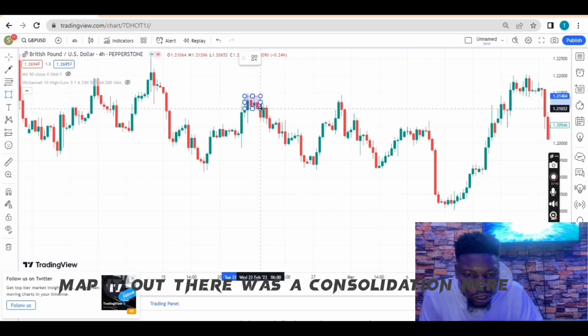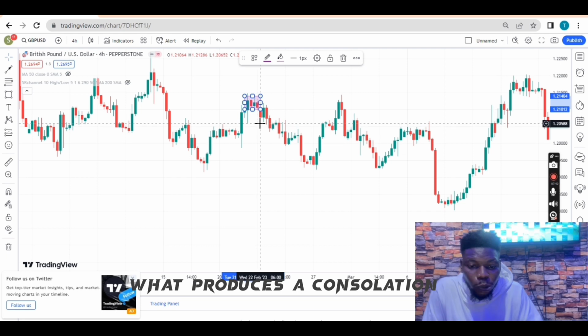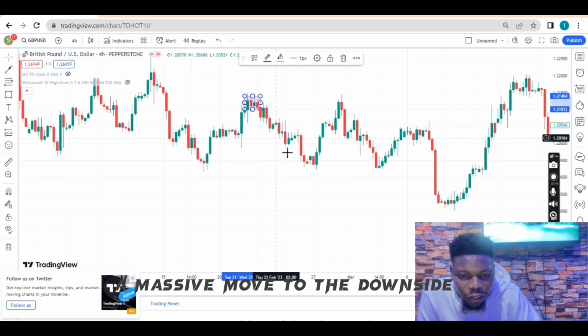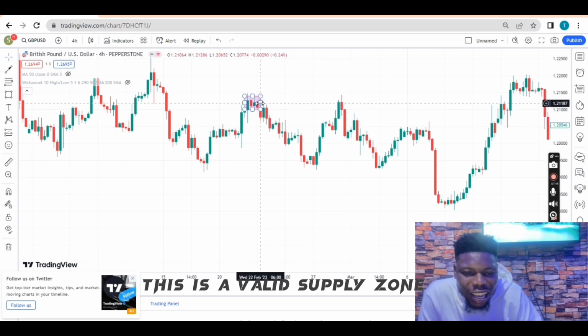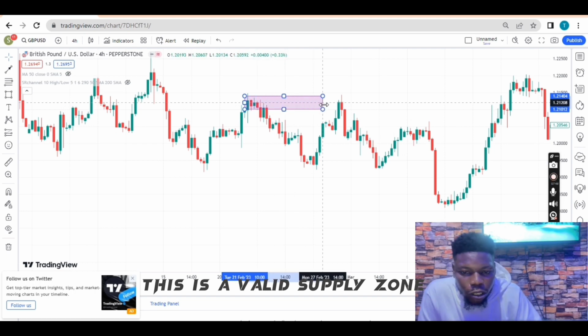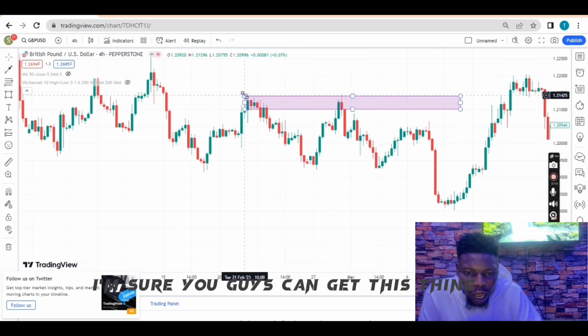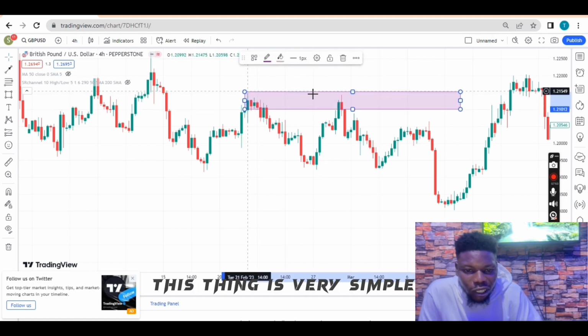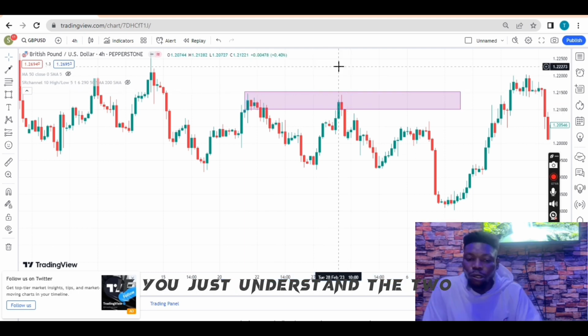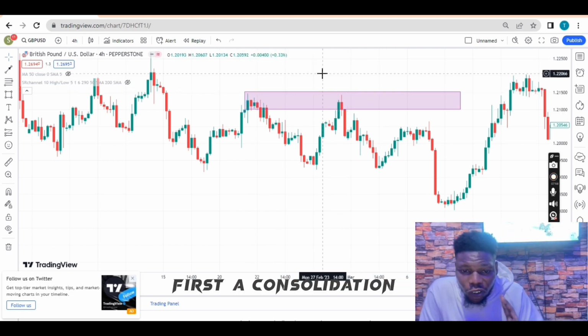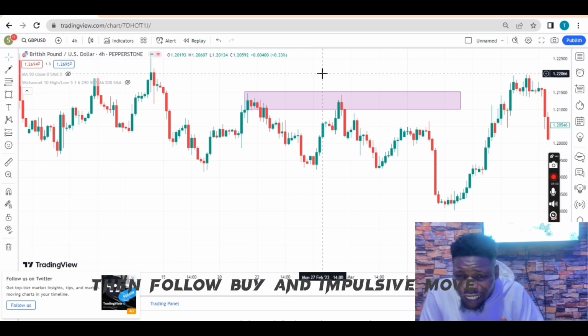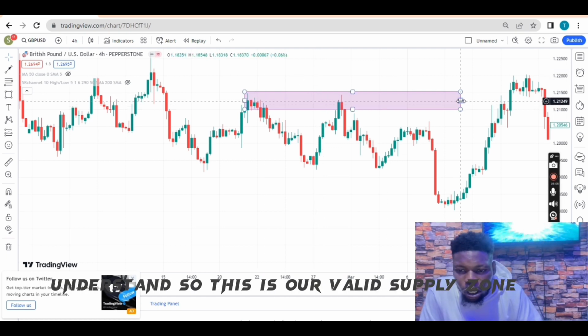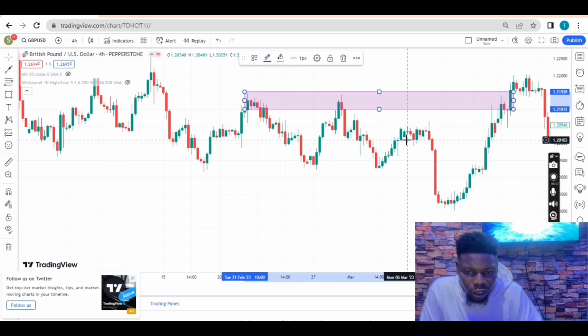There was a consolidation here, and what happened? What produced the consolidation? A massive move to the downside. So this is a valid supply zone. I'm sure you guys can get this. It is very simple if you just understand the two methodologies I gave you: first, a consolidation, then followed by an impulsive move. Understand? So this is our valid supply zone.